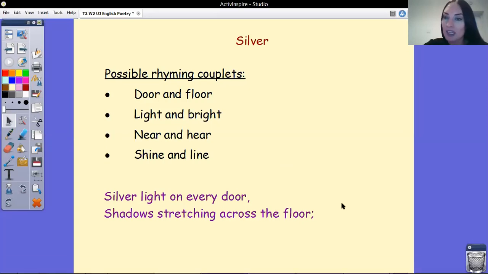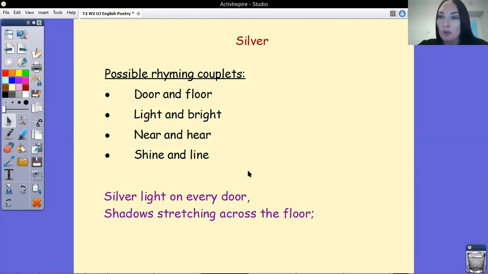So I would write them at the end, and then I need to think of 2 lines which have 8 syllables that obviously fit in with those couplets. So I have chosen: Silver light on every door, shadows stretching across the floor. So mine both have 8 syllables, so we can just check. Silver light on every door and shadows stretching across the floor. So they've got 8 in, and they've got obviously the rhyming words at the end.